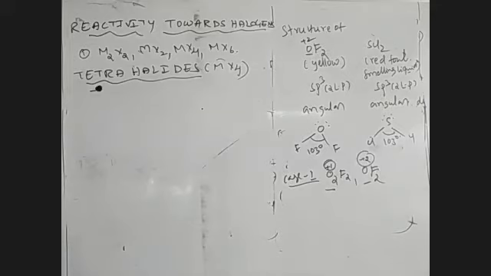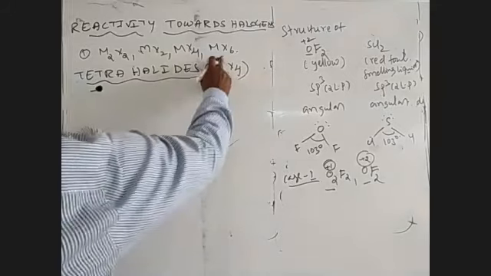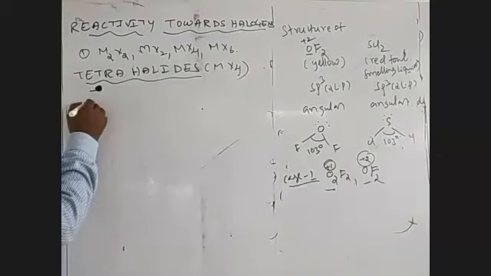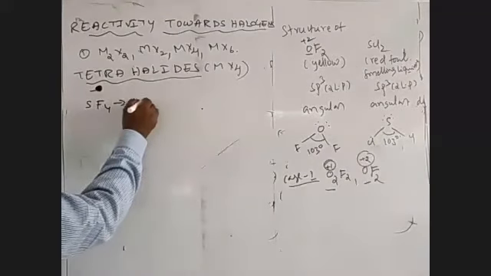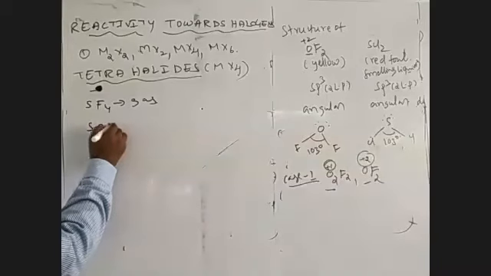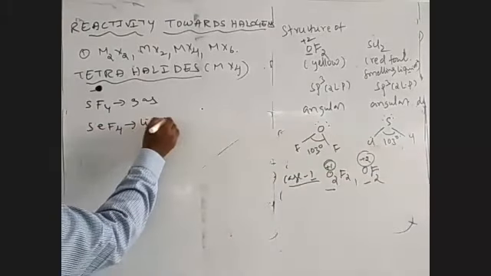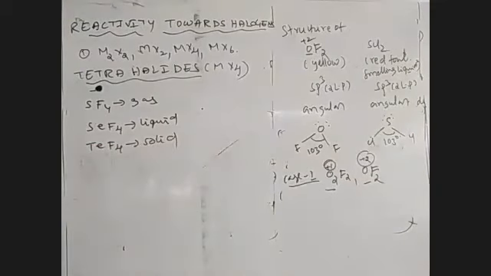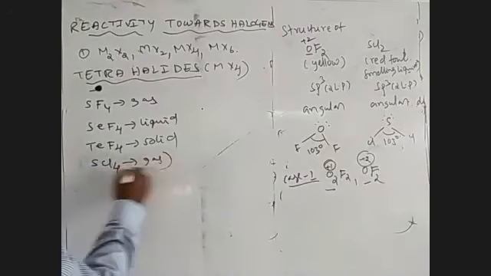The next type of halides are called tetrahalides. Tetrahalides are MX4 type halides. In the MX4 type halides we have different halides. SF4 is present in gaseous state, SeF4 is present in liquid state, and TeF4 is present in solid state. Another halide is also there, called SCl4, sulfur tetrachloride. Most of the time SCl4 exists in a gaseous state.